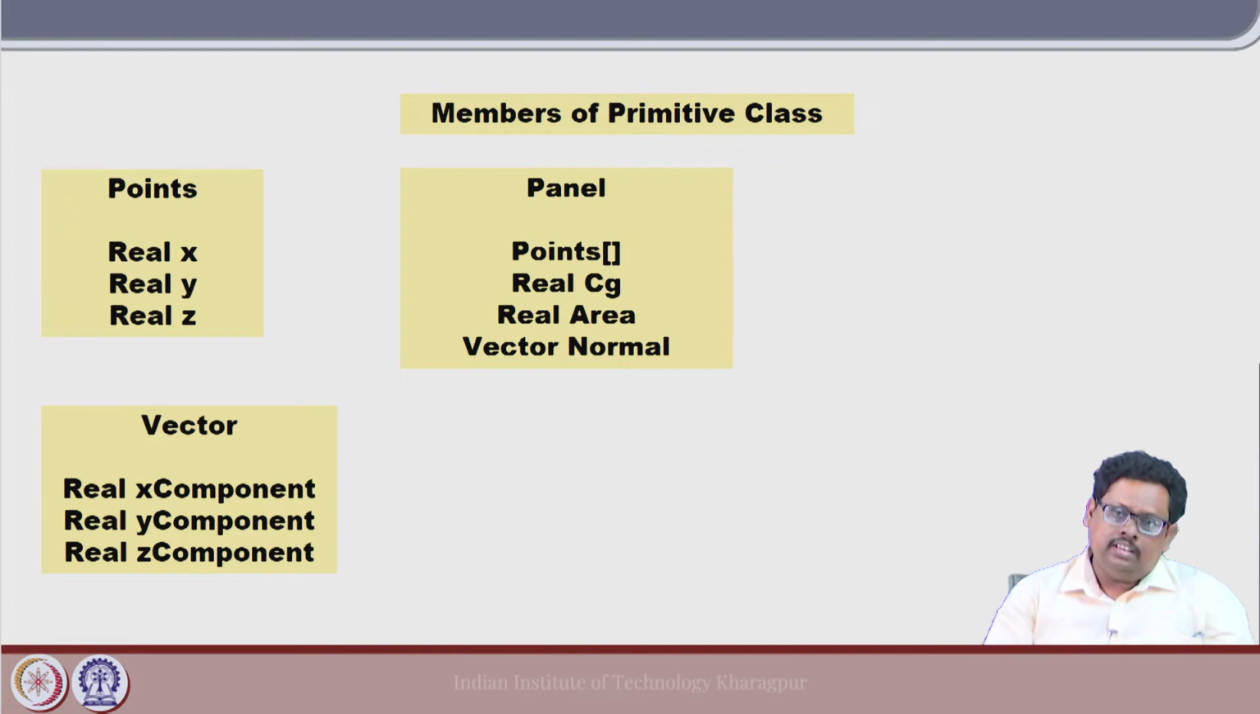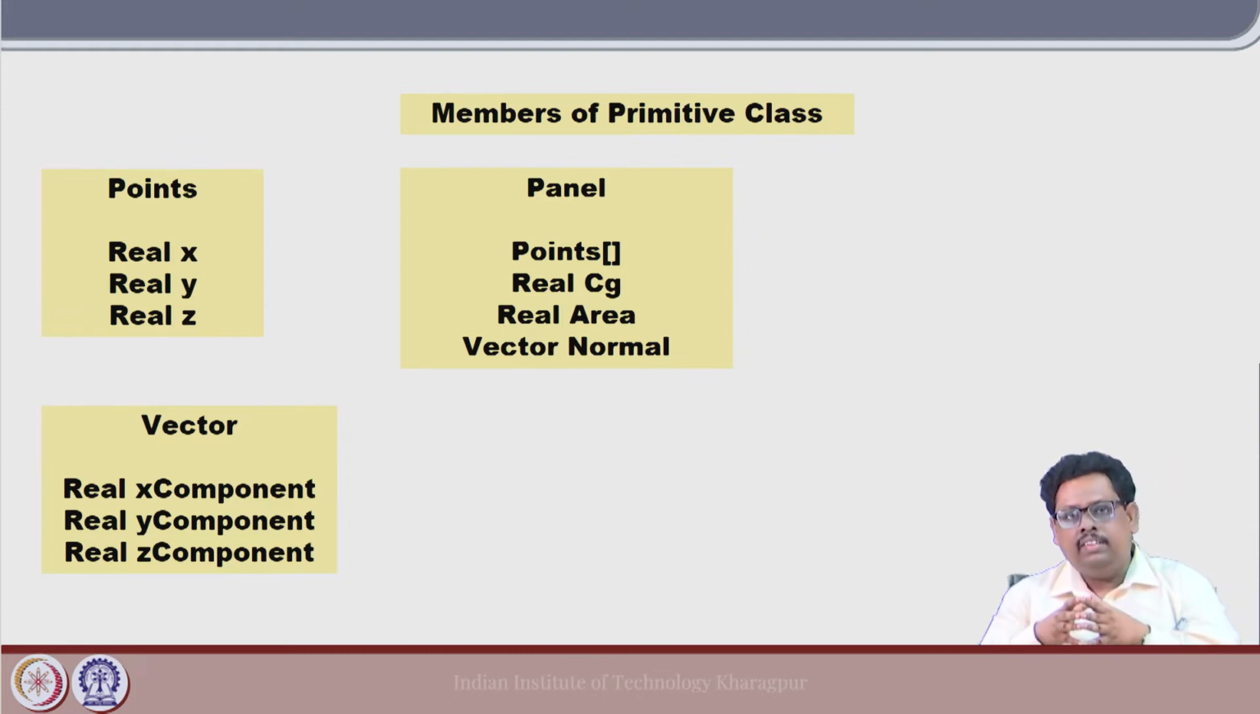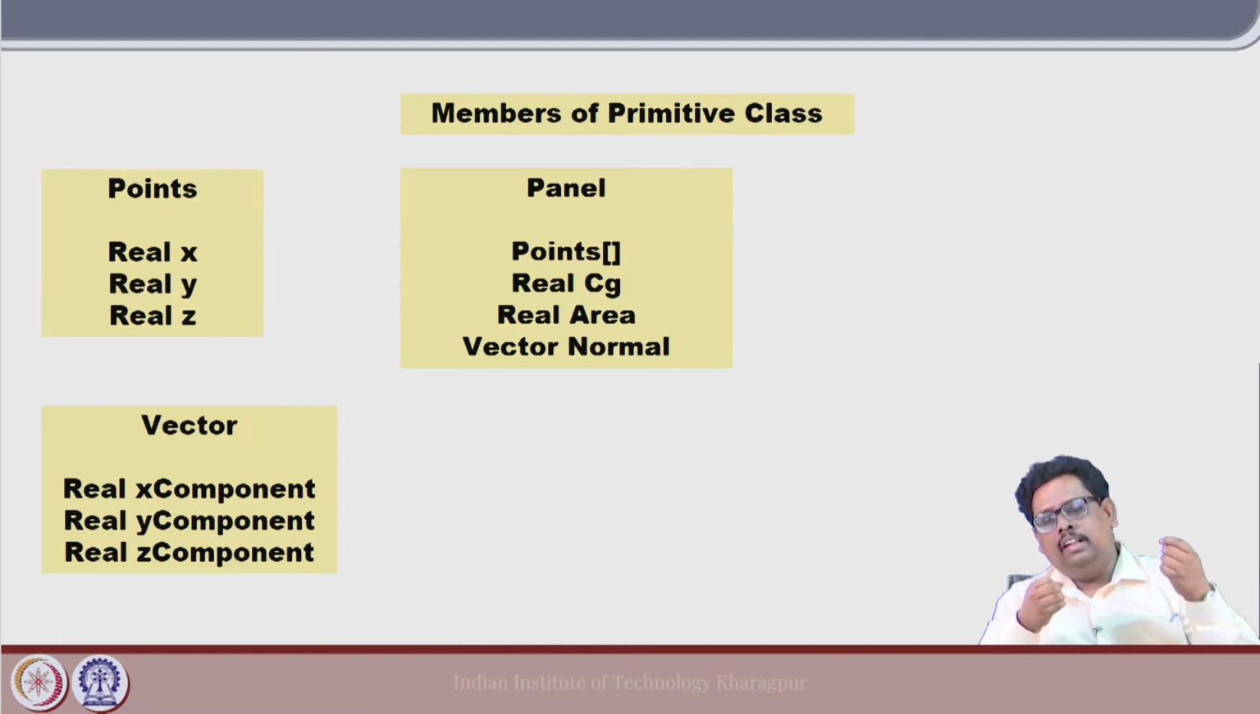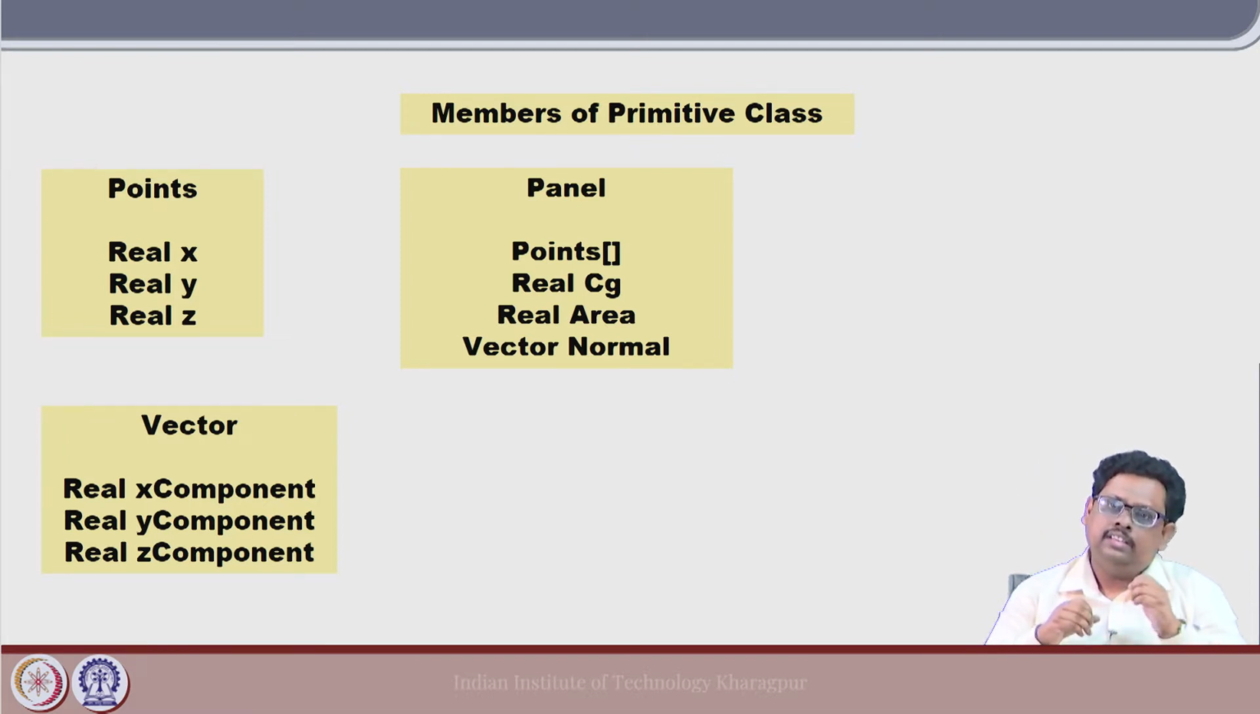Now, this is a more complicated class, I would say, compared to the points and the vector, but yet it is a simple structure. And inside the panel, what are the members of the panel, that means what information you are going to store in this panel. First, you need a list of points. List of points is nothing but the four corners of the panel, right. This either is a quadrilateral panel or it is a triangular panel. If it is a quadrilateral panel, then it requires 4 points. If it is a triangular panel, it requires 3 points.